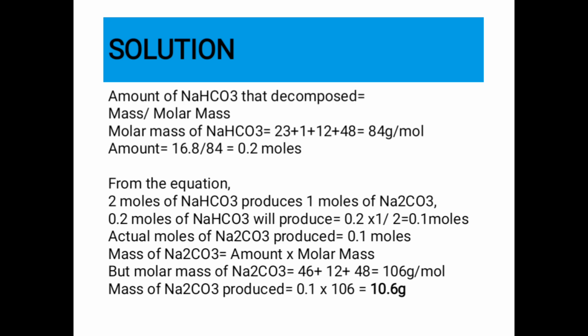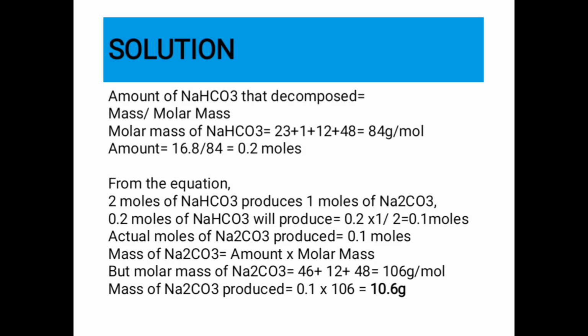Then you go to step 3 again, the stoichiometry of the equation. You now say 2 moles of NaHCO3 produces 1 mole of Na2CO3. Then 0.2 moles of NaHCO3 will now produce 0.2, which is the mole of the known, times the mole ratio of the unknown divided by the mole ratio of the known. So that's 0.2 times 1 over 2, which is equal to 0.1 moles.